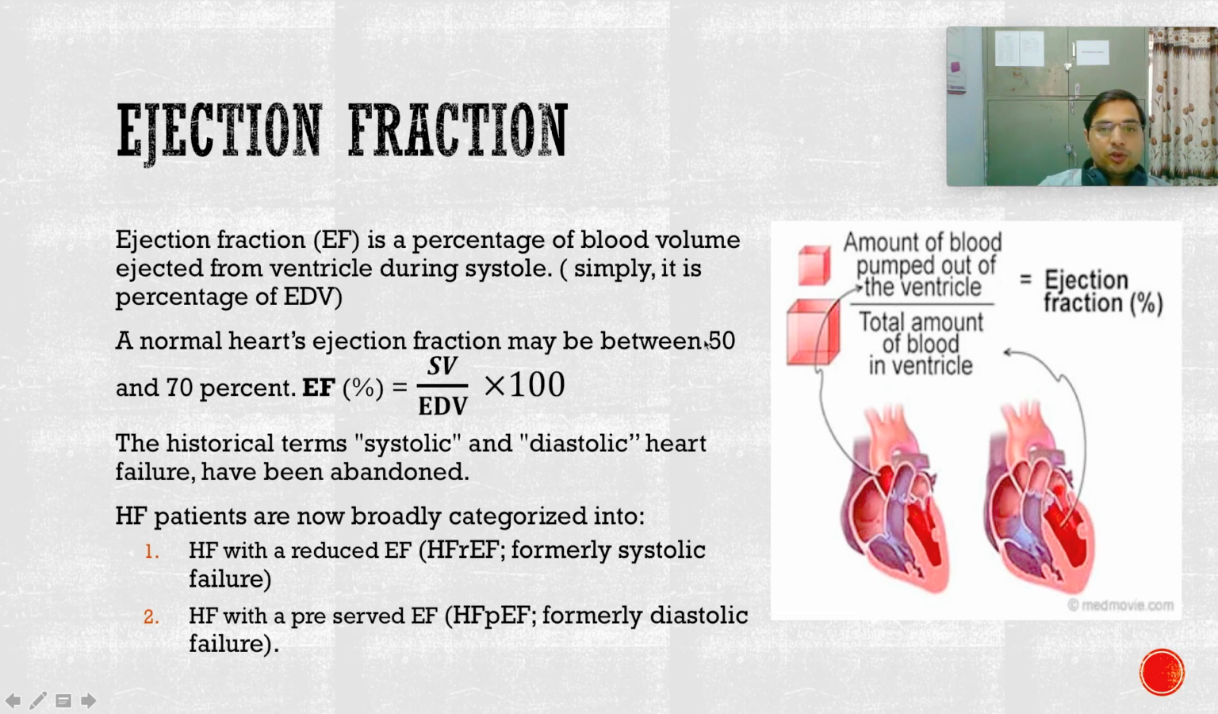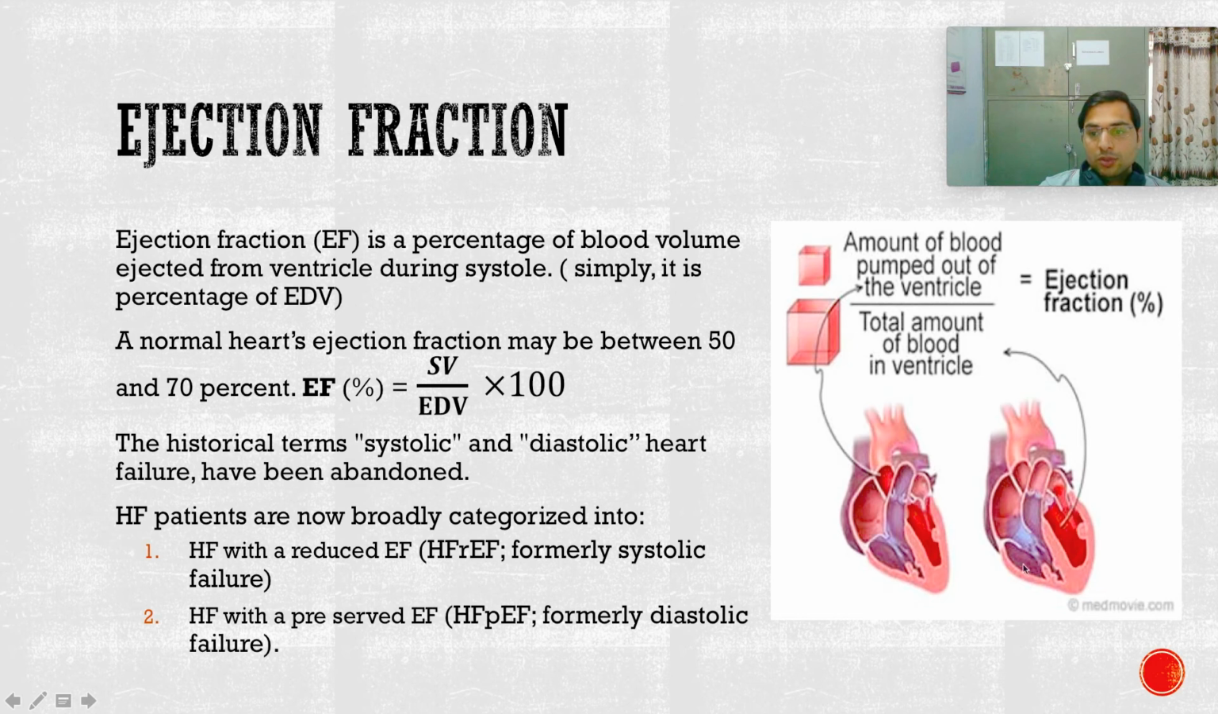In a healthy individual, it will be between 50 to 70%. That means only 50 to 70% of the blood from the left ventricle is pushed into the aorta, and similarly only 50 to 70% of the blood from the right ventricle is pushed into the pulmonary artery, right? So the healthy ejection fraction is between 50 to 70%. This is very important, and nowadays heart failure is based on the ejection fraction of the ventricles.